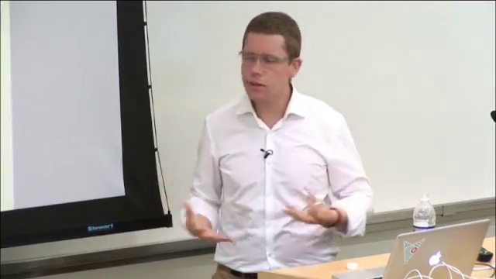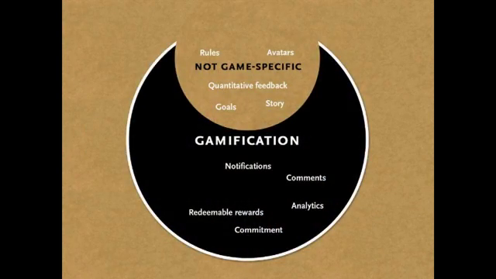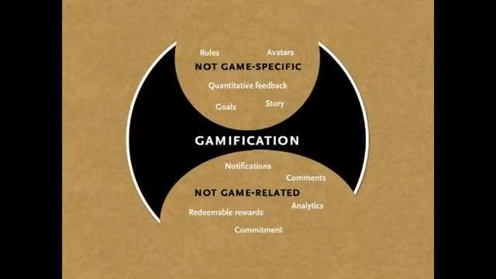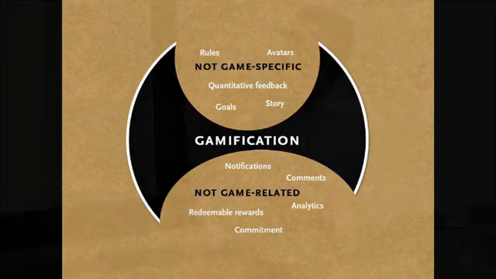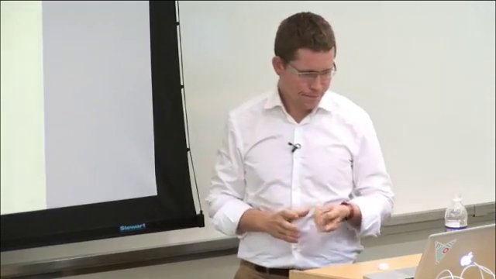And if you look at the different elements in gamification that have been called out, right, rules, goals, quantitative feedback, or rewards, you find that there are either things that are not game specific, right? Goals and the psychology of goal setting is pervasive. You find that everywhere apart from games. Or there are things like redeemable rewards or analytics that don't have anything to do with games per se. So you end up with an empty Venn diagram, right?